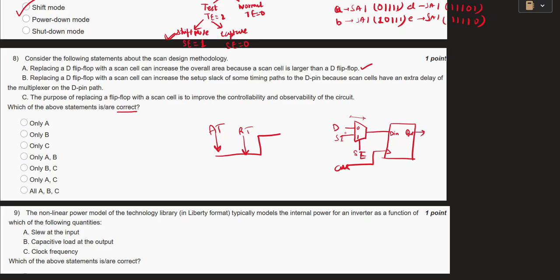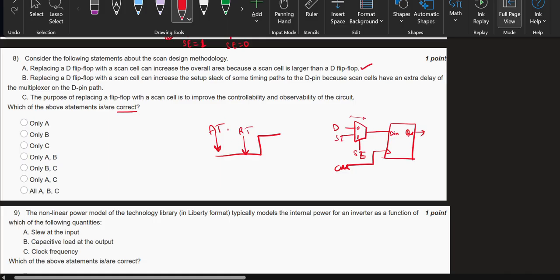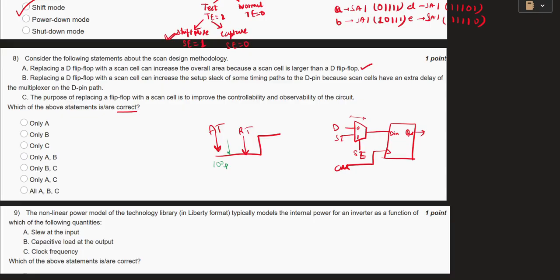Now, due to this additional path of mux delay, additional delay due to this mux in my path, what will happen? This arrival time will become later. The signal which was arriving earlier will arrive later on, right? Now, if the signal is arriving, suppose at 100 picosecond, now it will arrive at 200 picosecond. Now, suppose the required time is 300 picosecond.